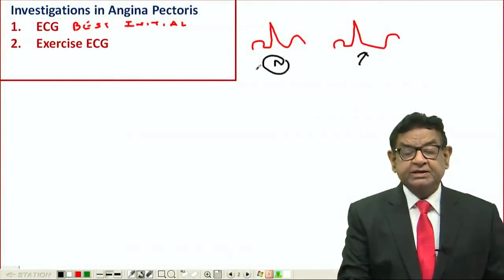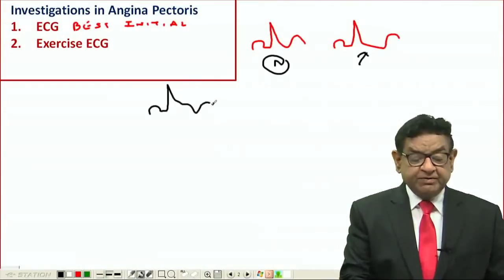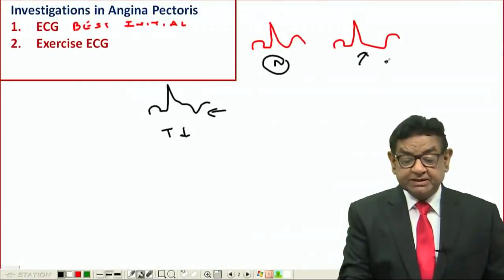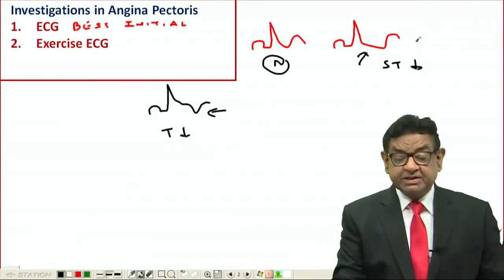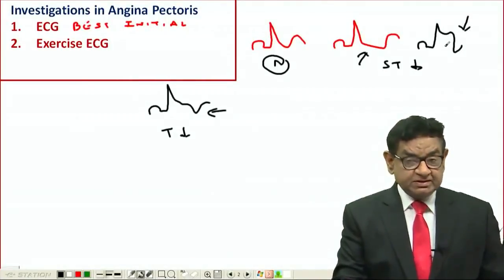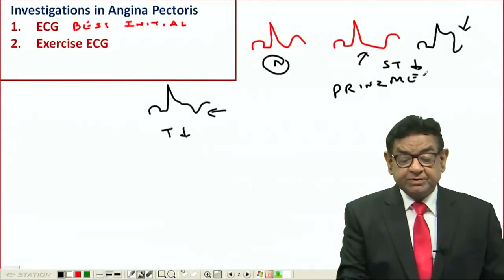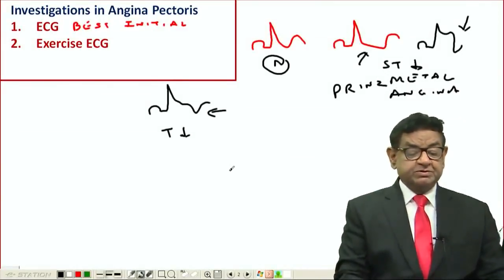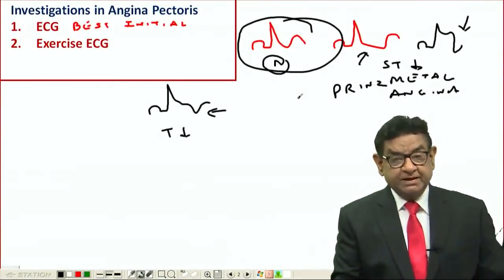This is a normal ECG. At times, we may just get non-specific changes, maybe T-wave inversion. This is the T-wave inversion, and this was ST segment depression. And something very interesting, sometimes we may even get ST segment elevation. This we classically get in case of Prinzmetal angina. So this ECG is the best initial test. Suppose ECG is normal, then what next?